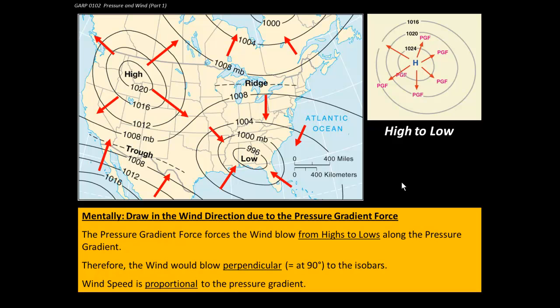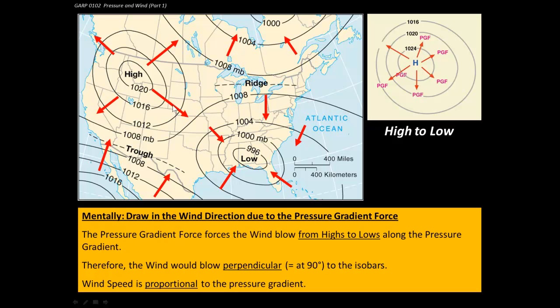And bam, there they are. The pressure gradient force forces the wind to blow from highs to lows, down the pressure gradient. The wind blows perpendicular to the isobars. Wind speed is proportional to the pressure gradient. So here, for example, high pressure, low pressure is over here. Wind blows from high to low, blowing down the hill perpendicular at a 90-degree angle across the isobars.